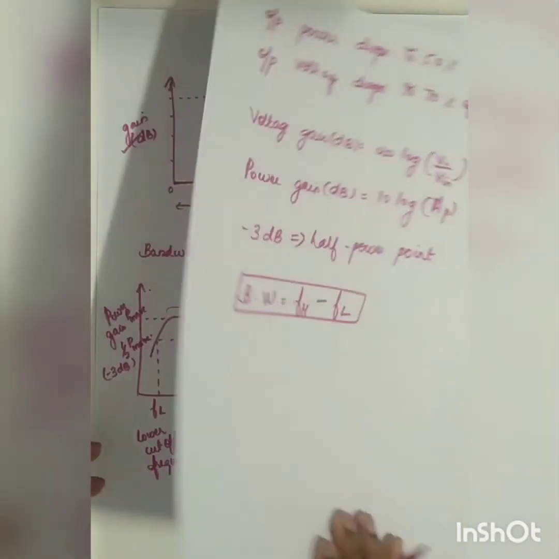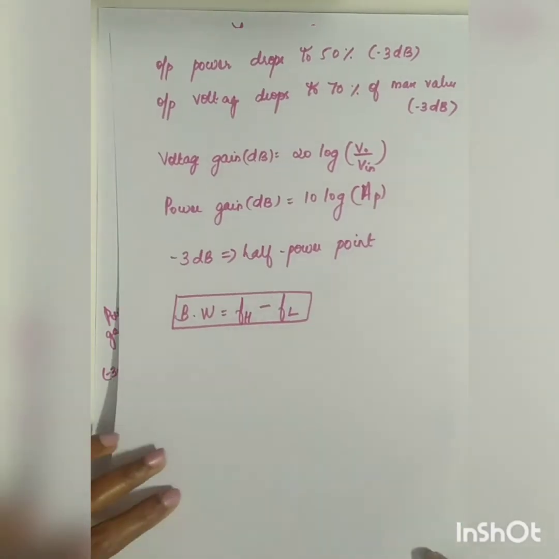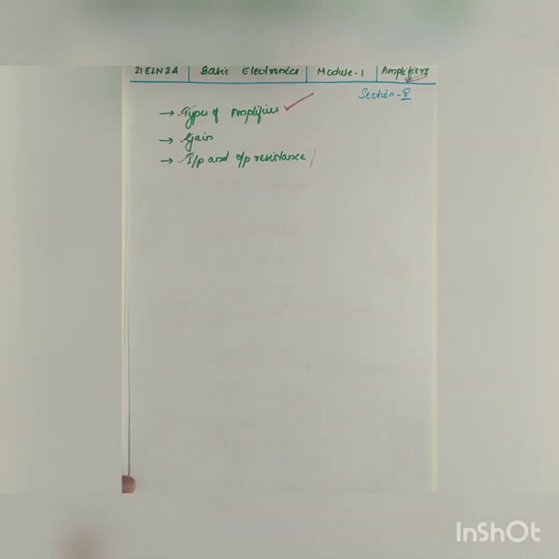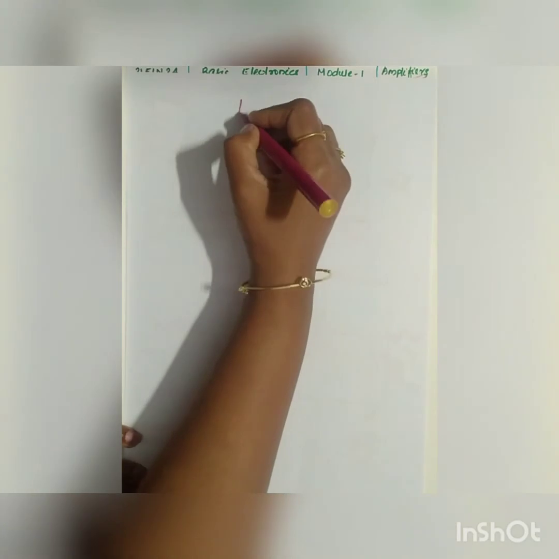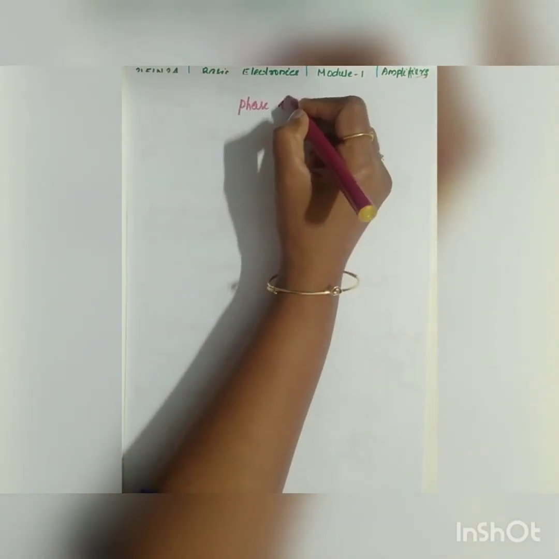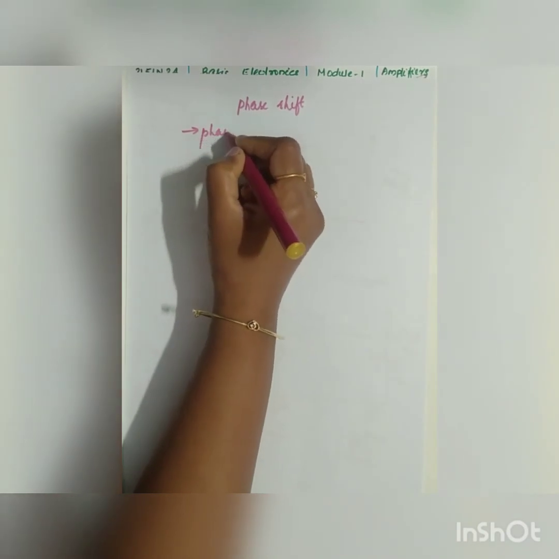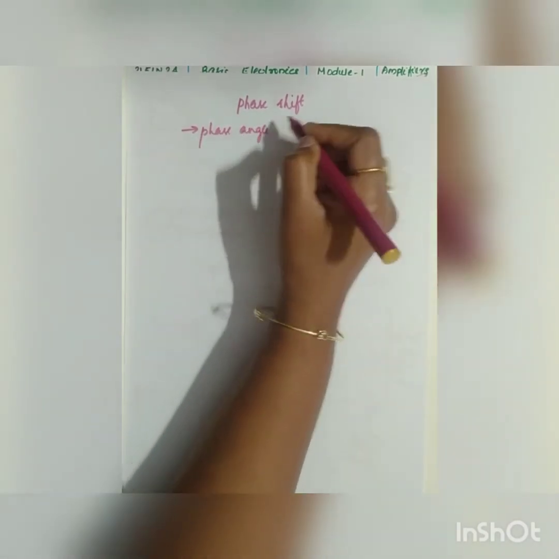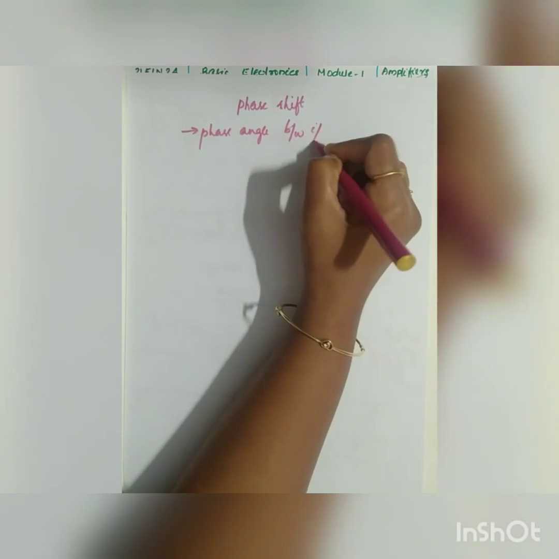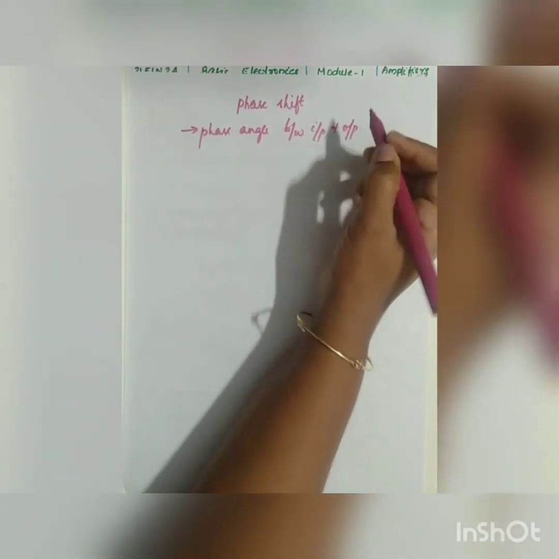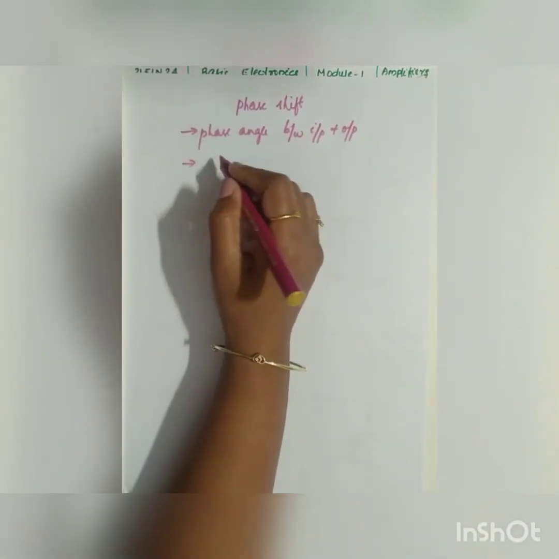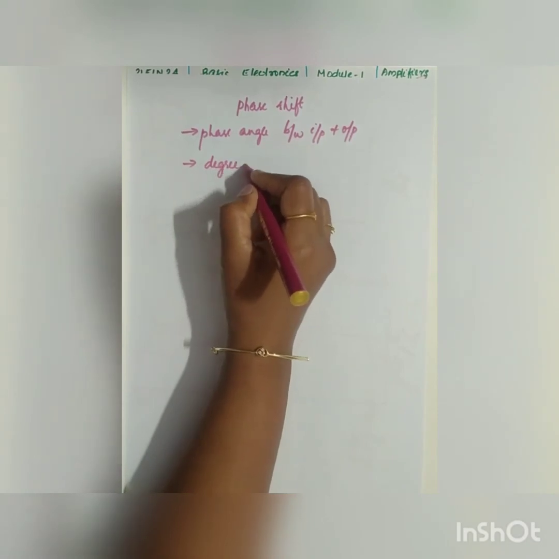Now what is your next topic? Bandwidth is done. The next topic is the phase shift of an amplifier. So what is meant by phase shift? Phase shift means the angle, right? The phase angle. It can be defined as the phase angle between the input and the output. Angle means what will be the unit? The unit will be degrees. It is measured in degrees.